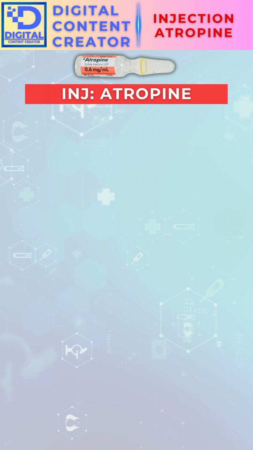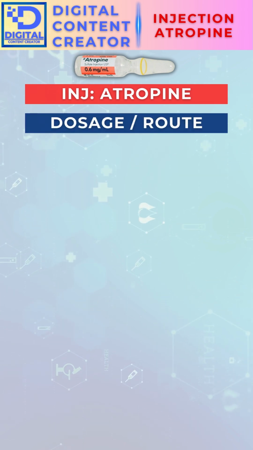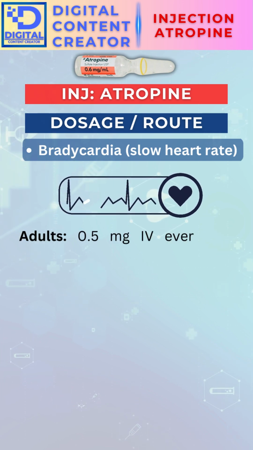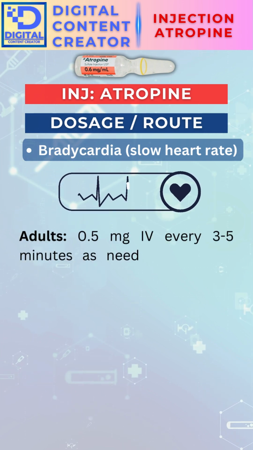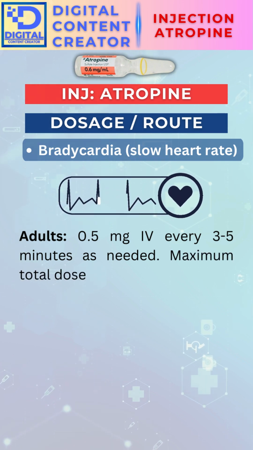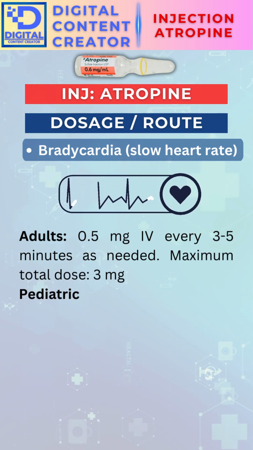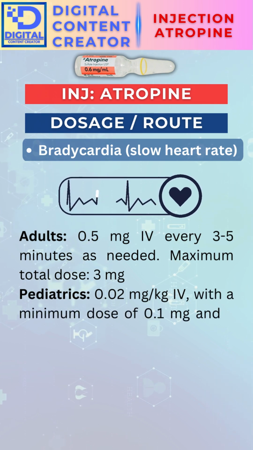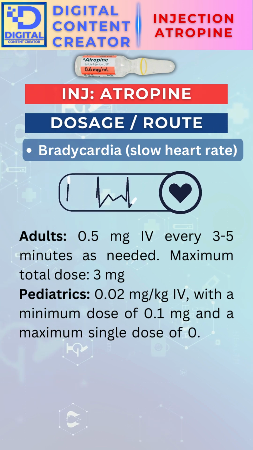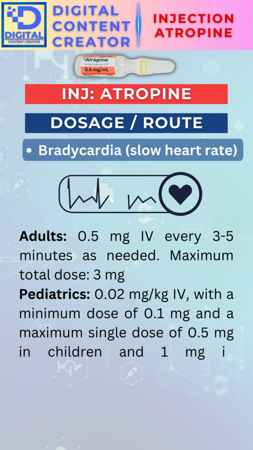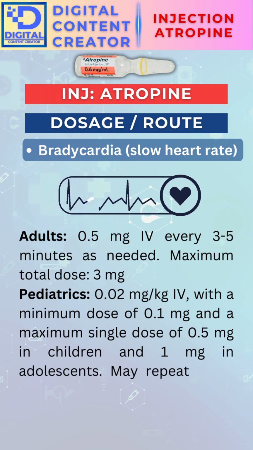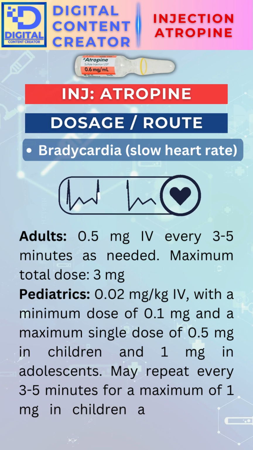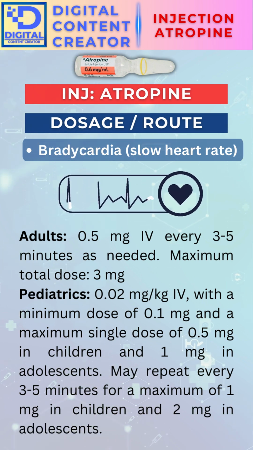Now let's see the dose and route of atropine injection. In bradycardia, the adult dose is 0.5 mg IV every 3 to 5 minutes as needed. Maximum total dose is 3 mg. For pediatrics, 0.02 mg per kilogram IV, with a minimum dose of 0.1 mg and a maximum single dose of 0.5 mg in children and 1 mg in adolescents. May repeat every 3 to 5 minutes for a maximum of 1 mg in children and 2 mg in adolescents.